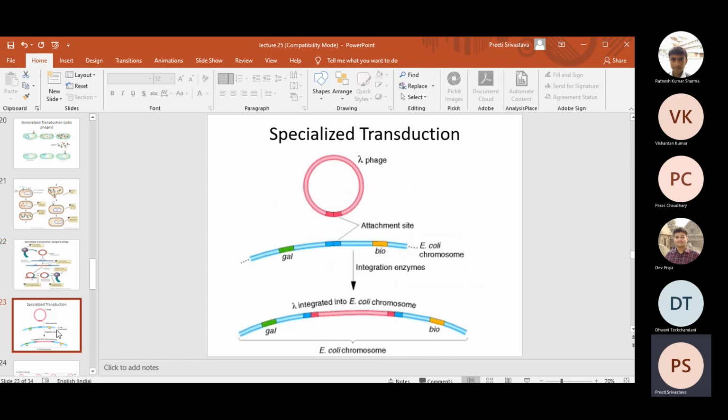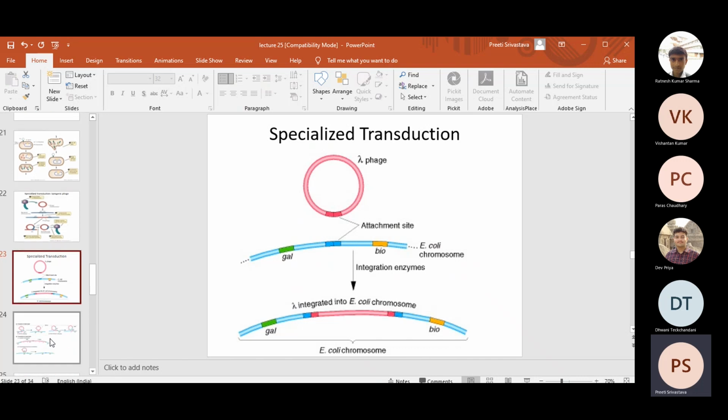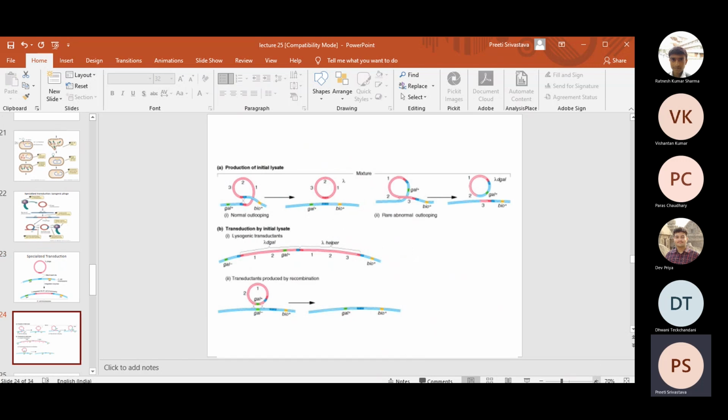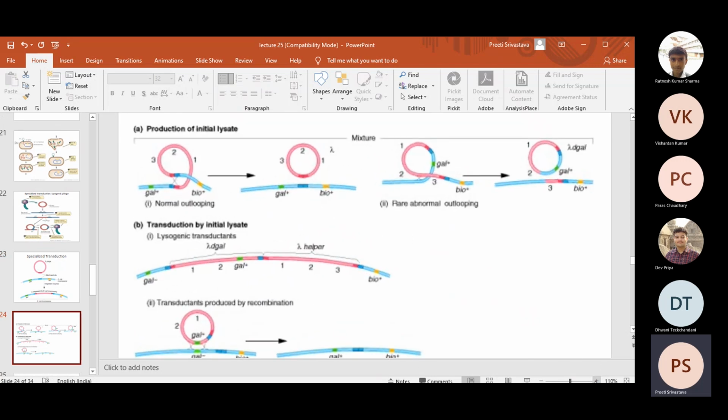So this is a better picture shown over here. This is the integration and this is abnormal excision. Let me make it big. So you see over here that you have lambda dgal. So the point is that in case of clean excision, you can have the entire phage DNA, but in case of abnormal outlooping, you can have some part of chromosomal DNA also coming in along with the phage DNA, right?